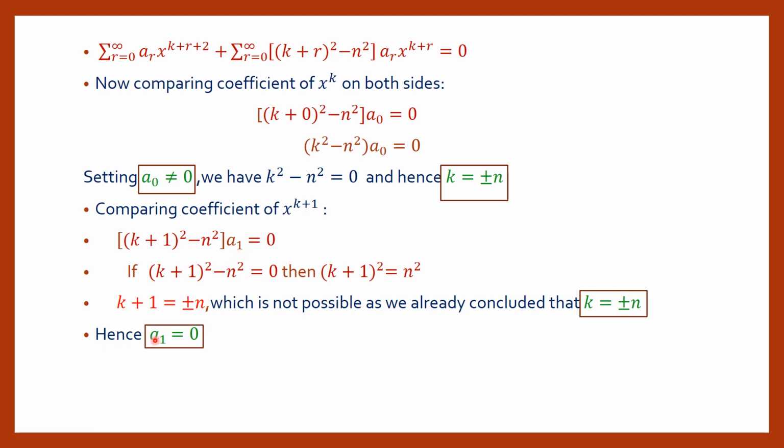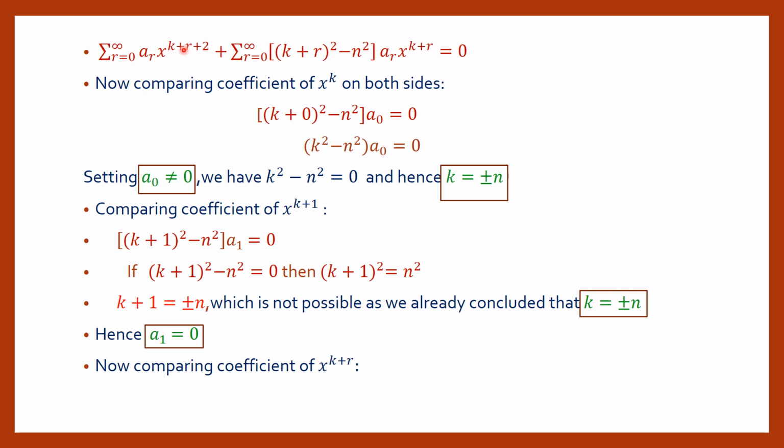Now, comparing the coefficient of x power k plus r, that is a general term, on both sides. In the first summation, we will get x power k plus r when we substitute r equal to r minus 2. So if you substitute r equal to r minus 2, r minus 2 plus 2 will be r. This means k plus r.